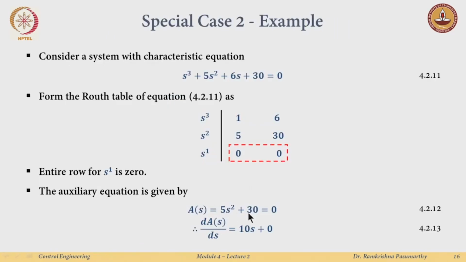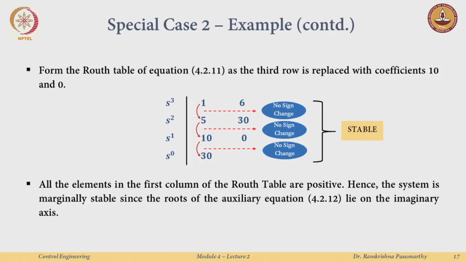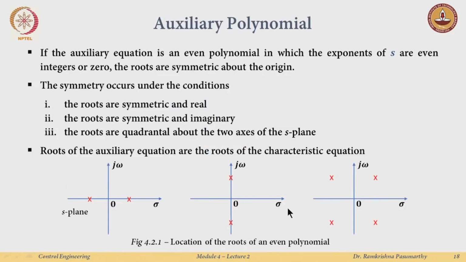5s square plus 30 equal to 0, you solve this, this will give you the exact location of the roots on the imaginary axis. So, whenever an entire row goes to 0, then you detect a pair of roots on the imaginary axis, or actually the conjugate pair. So, what if there are more of these auxiliary polynomials?